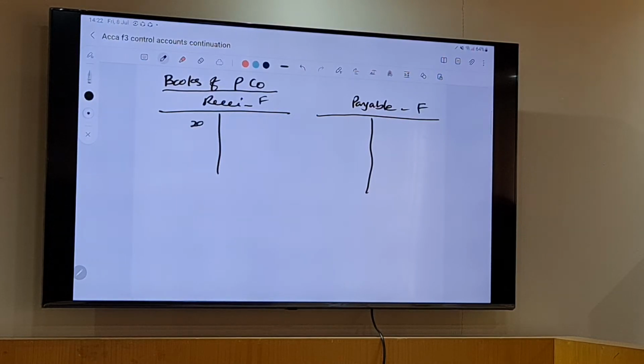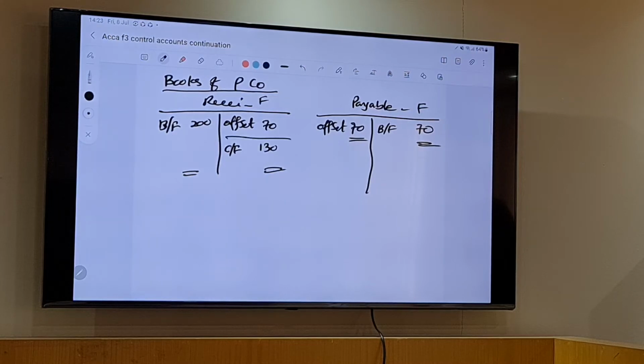Receivable how much? Brought forward 200. Payable how much? Brought forward 70. Now, in order to finalize and settle the accounts, what you need to do, you should offset. How much offset? Now here, the balance carried forward will be how much? 130.